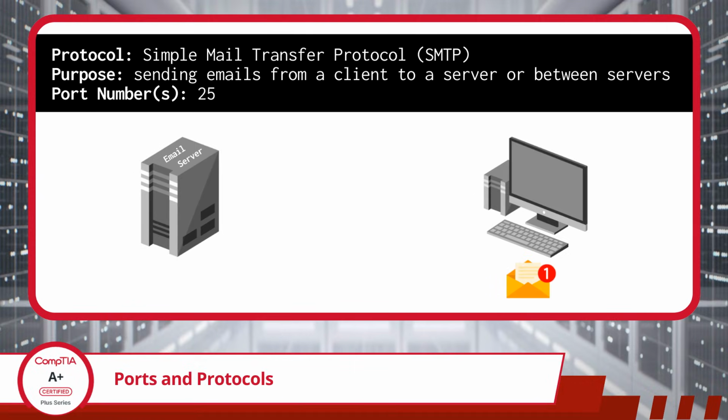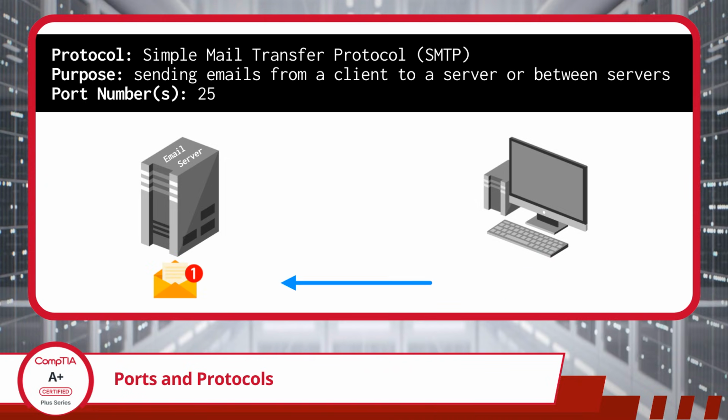Continuing on, we have Simple Mail Transfer Protocol, or SMTP. This protocol is used for sending emails from a client to a server or between servers. When you compose an email and click Send, your email client uses SMTP to transfer that email to the desired email server for delivery. There it is stored until the recipient checks their inbox. While SMTP effectively handles the sending of emails, it does not encrypt them, which can be a concern for confidentiality. As for the protocol's default port, it operates primarily on port 25.